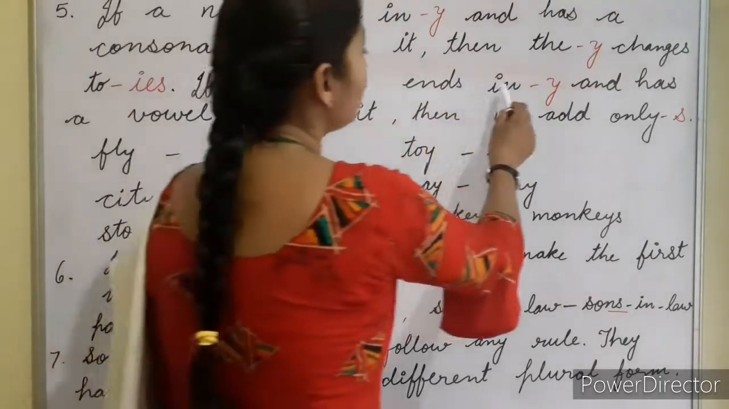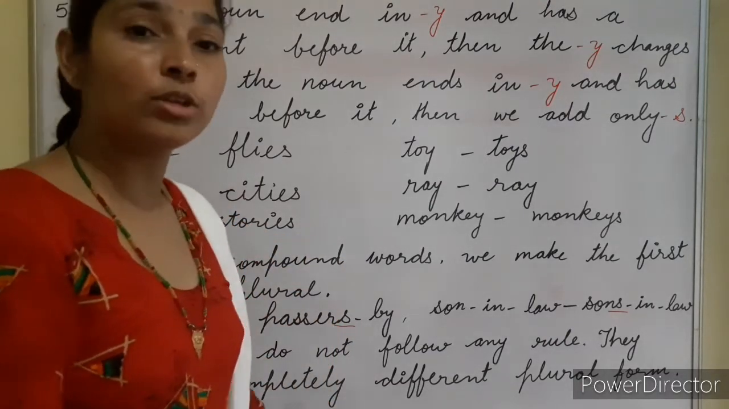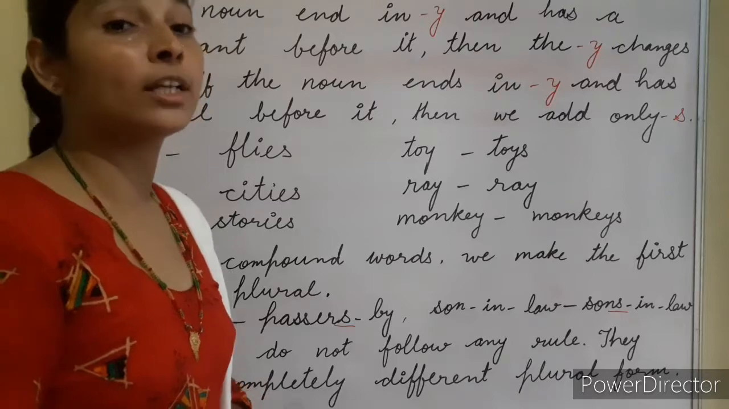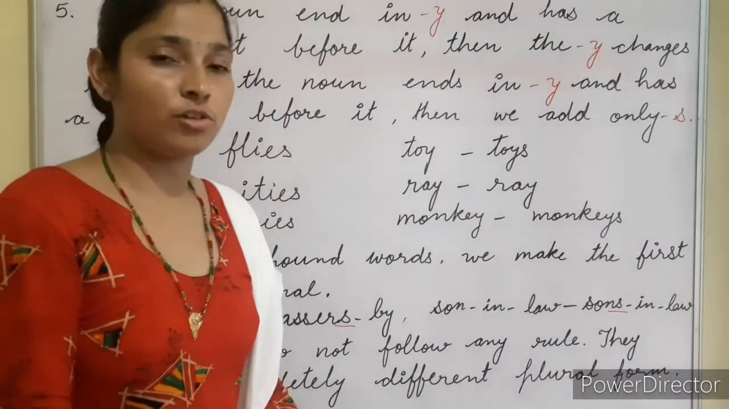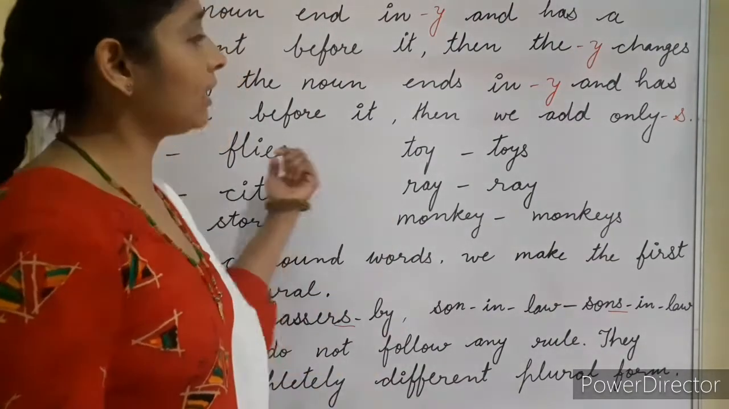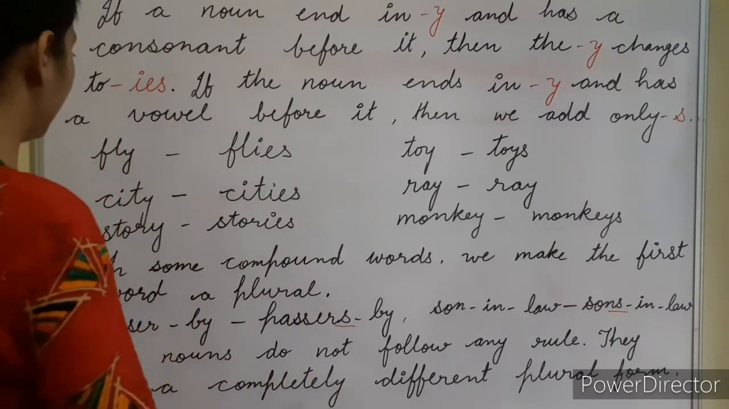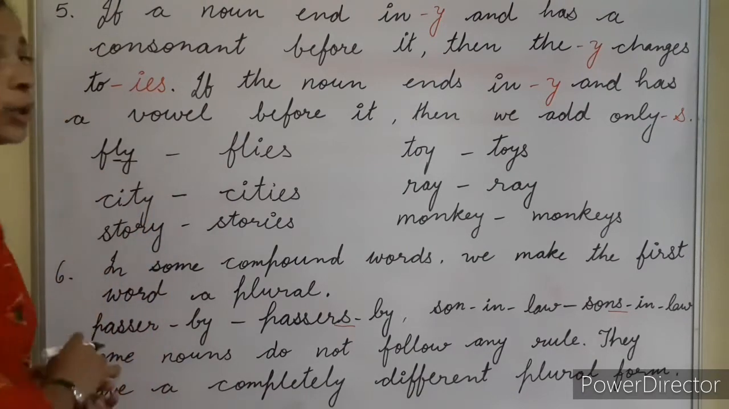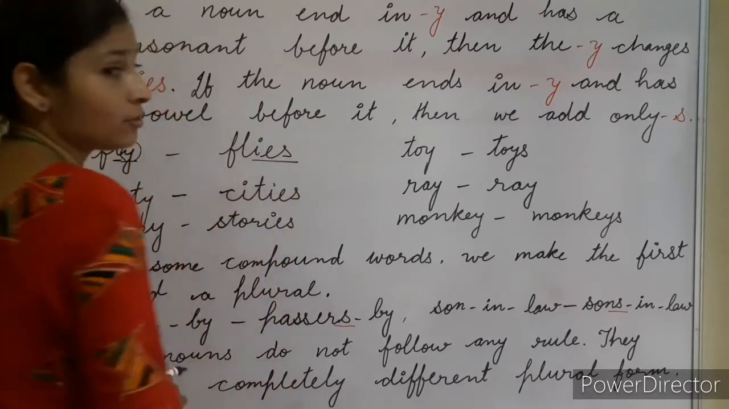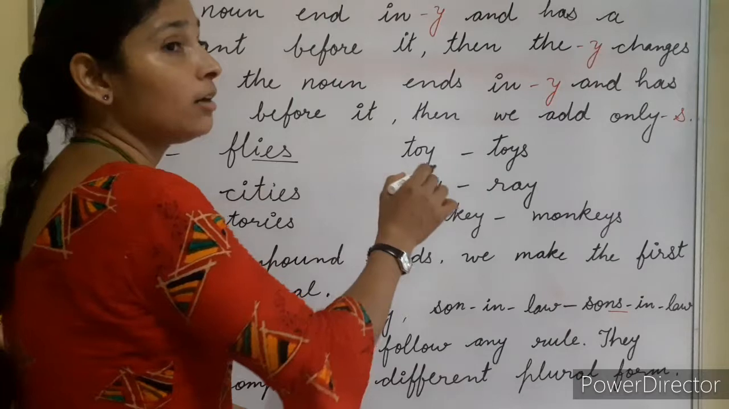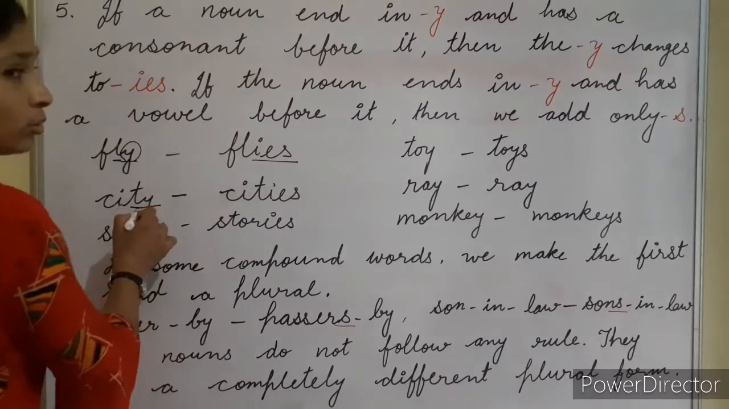If the noun ends in y and has a vowel before it, then we add only s. In that situation, we only add s. So let's see examples. For example, fly. Before y you are getting the consonant l, so we change y into ies. The word is fly and the plural will be flies. Second is city. Here before y you also have t.